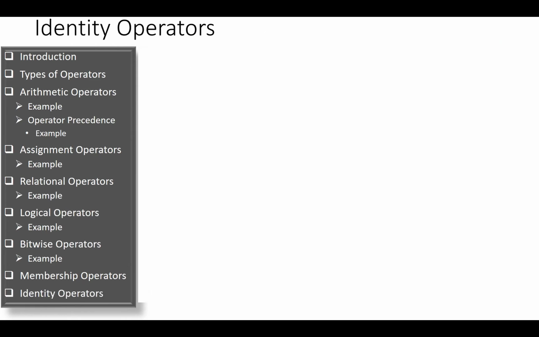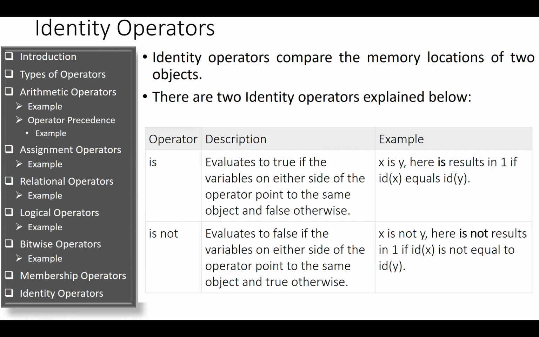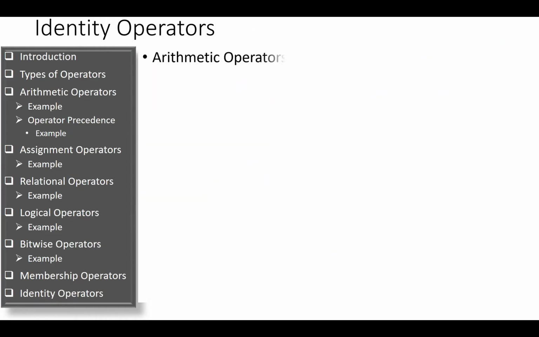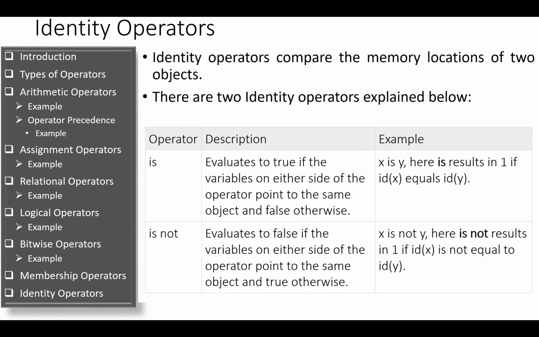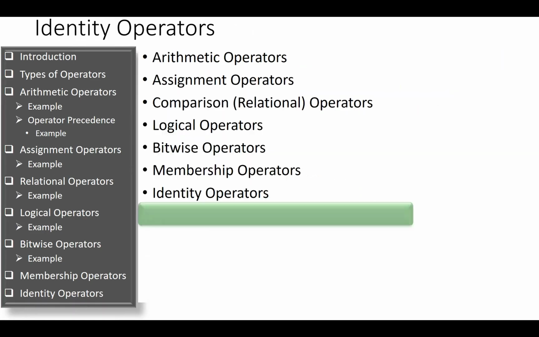Next, identity operators. What are identity operators? If both the values are equal, then we use identity operators. Identity operators are is and is not. Okay, operator precedence: which one is first, which one is last. We already discussed this in the previous slide. Which one has more importance?